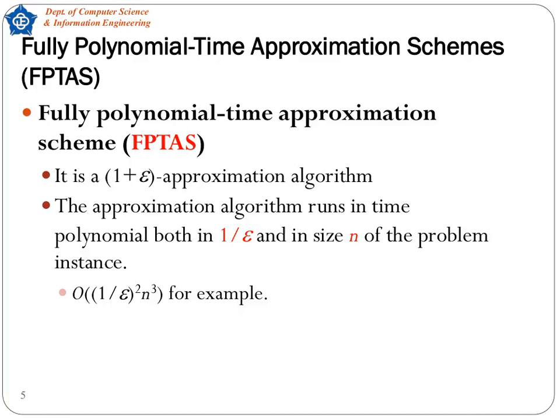Building on PTAS, we now introduce the fully polynomial time approximation scheme, or FPTAS. This approach delivers a solution within a factor of 1 plus epsilon of the optimum, and, crucially, its running time is polynomial in both the input size n and 1/epsilon. For example, a typical FPTAS runs in O((1/epsilon)^2 n^3), making it practical even for tight error bounds.